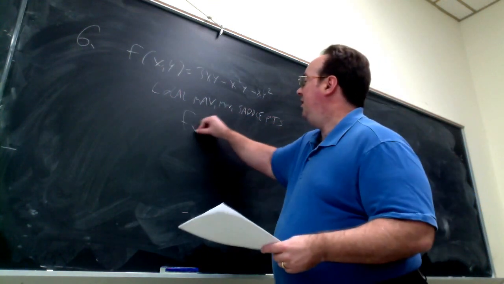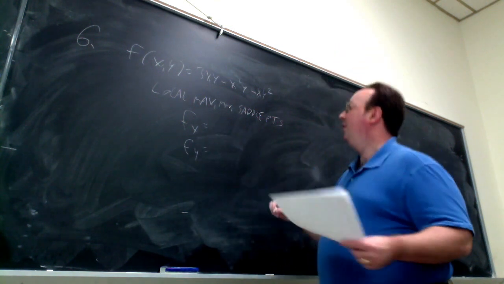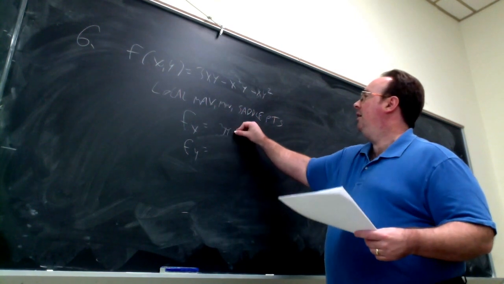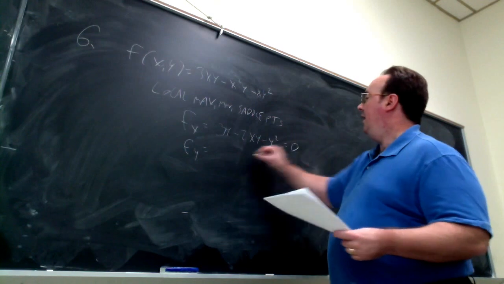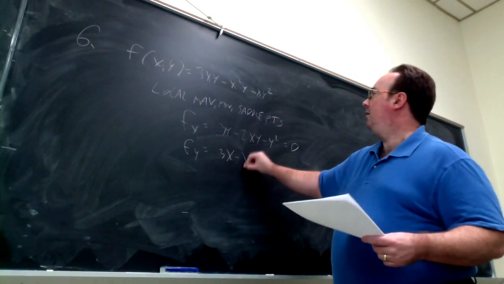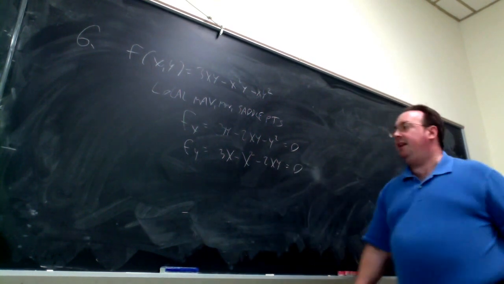So we need partial with respect to x and partial with respect to y, both 0. So what is the partial with respect to x? 3y minus 2xy minus y squared. Okay. And for y? 3x minus x squared minus 2xy.